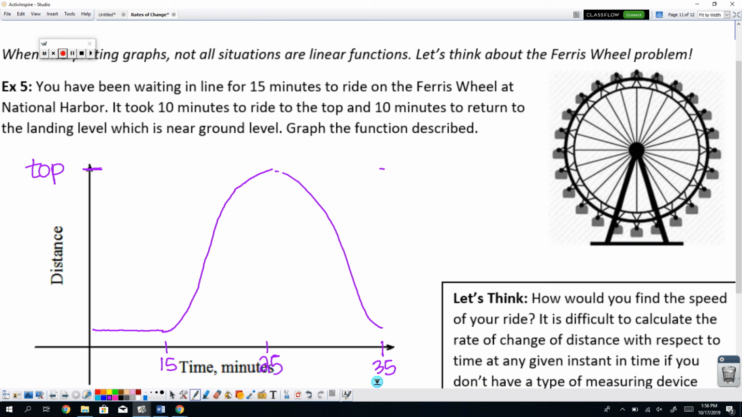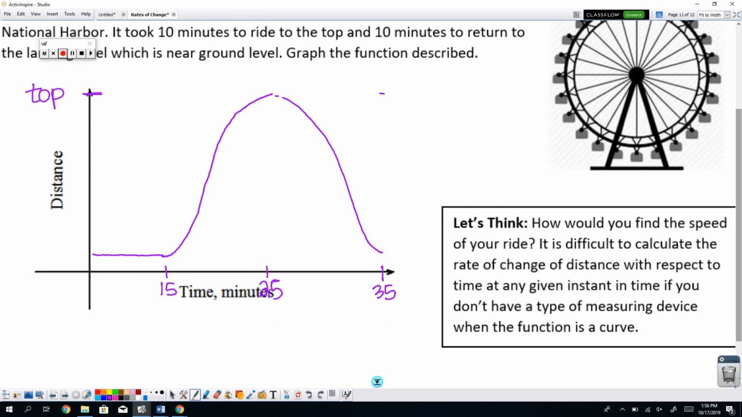Okay? So what it says now is, how could you find the speed of your ride? It's difficult to calculate the rate of change of distance with respect to time at any given instant in time if you don't have a type of measuring device when the function is a curve. So before, we were just looking at straight lines and we could just do the slope. But how can we find the speed at these ones? This looks definitely much more difficult.